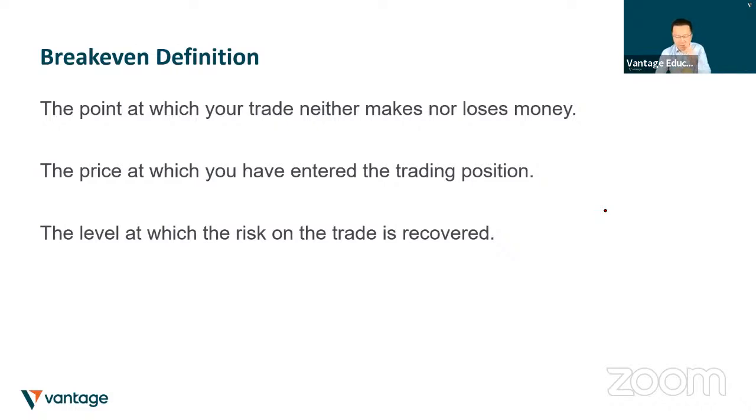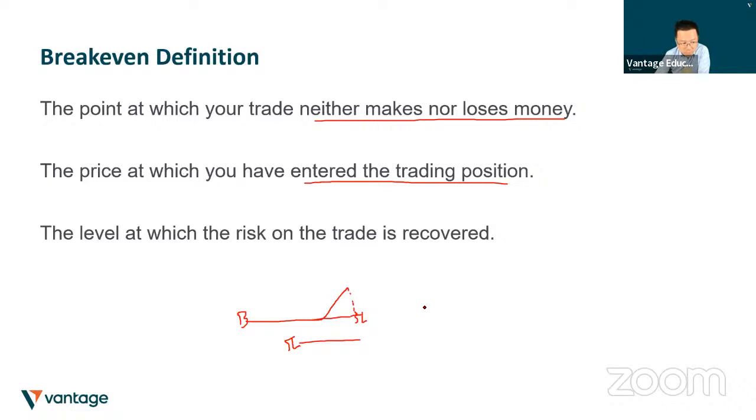Break even is the point at which your trade neither makes nor loses money. Let's say you've bought at that point and price has gone up. Your stop loss was initially below your buying price. You would move your stop loss right to that entry level, the price at which you entered the trading position, so that if price comes back down and hits your stop loss, what will be the result?